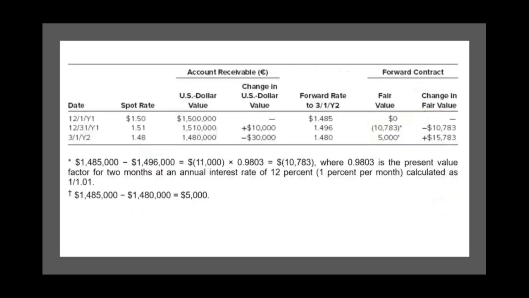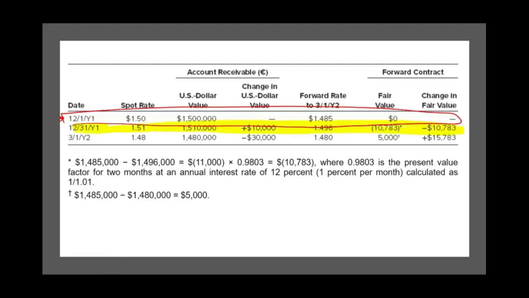Okay, back to this picture. So far we took care of this section here. We did the entries for this, which was very simple. Then we did the entries for the second line. Let me highlight it in a different color. Then we just did what needs to happen on December 31st. The last thing we have to do is book the entries that took place on March 1st. So let's go ahead and look at these entries.